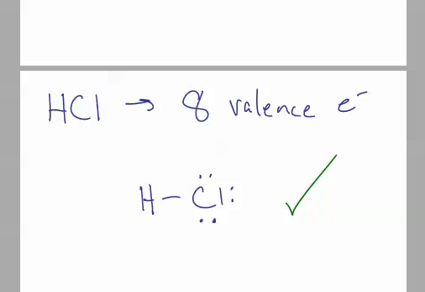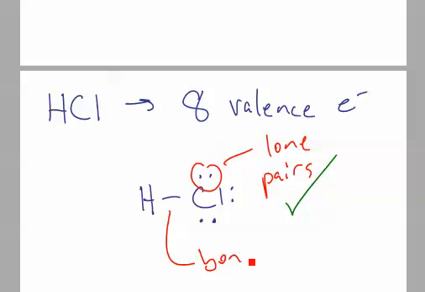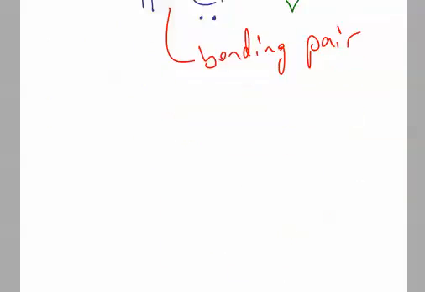So we call these guys lone pairs, and we call that a bonding pair. Okay, so let's do another example.